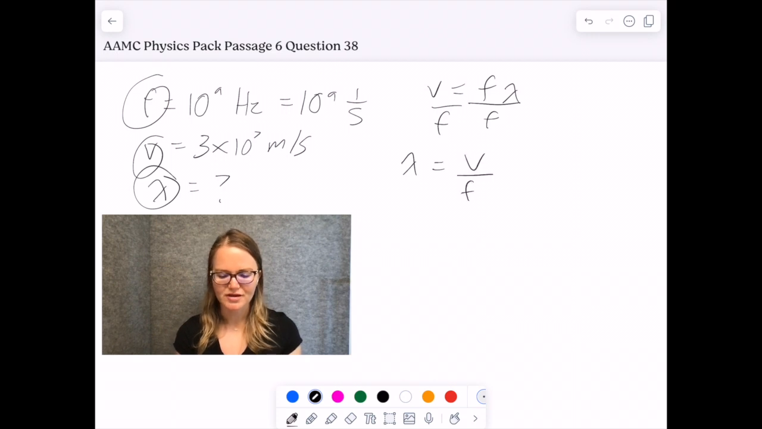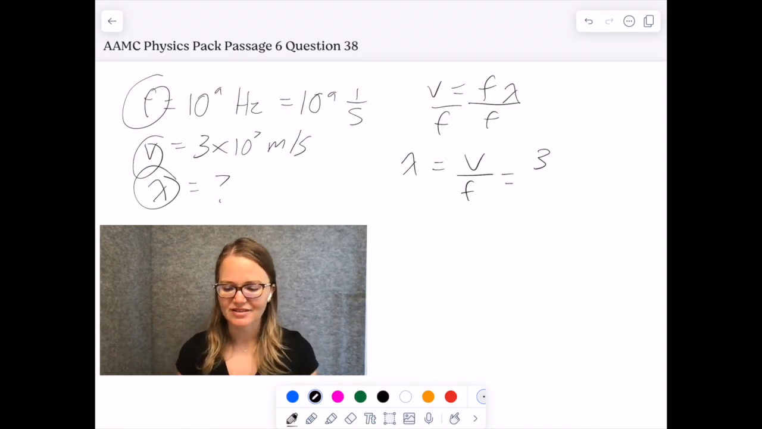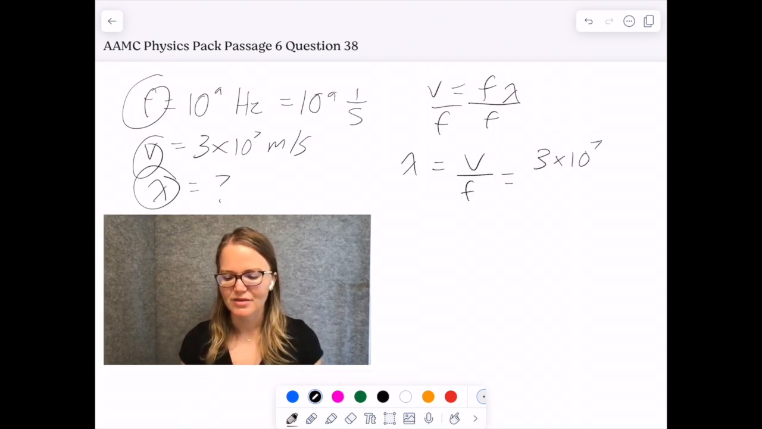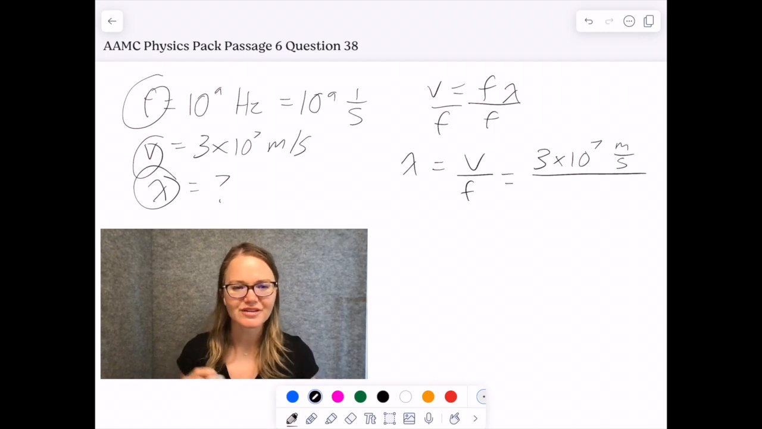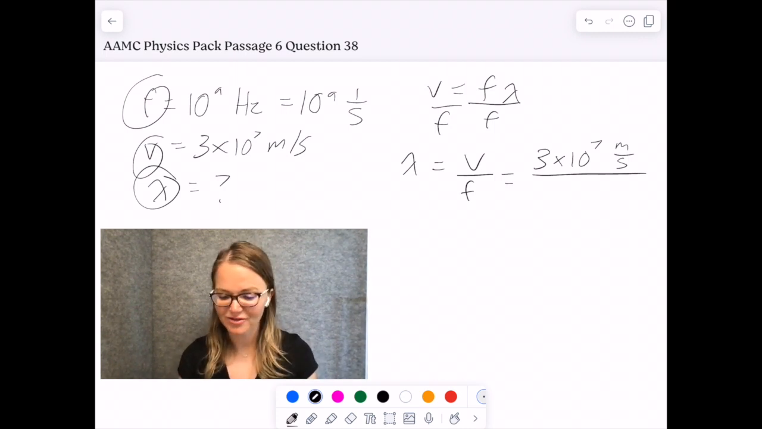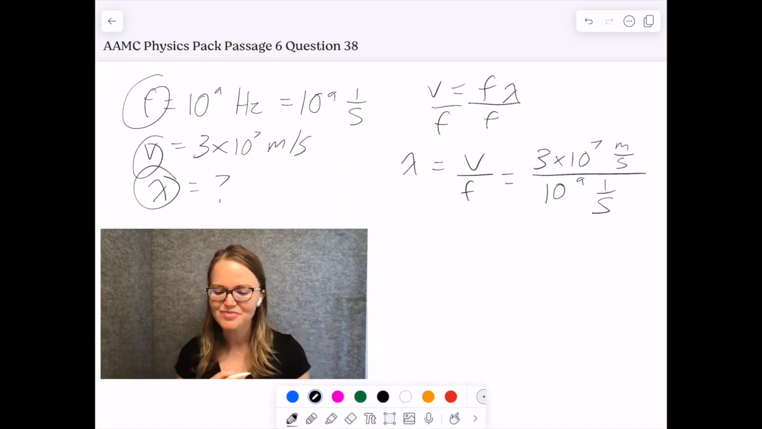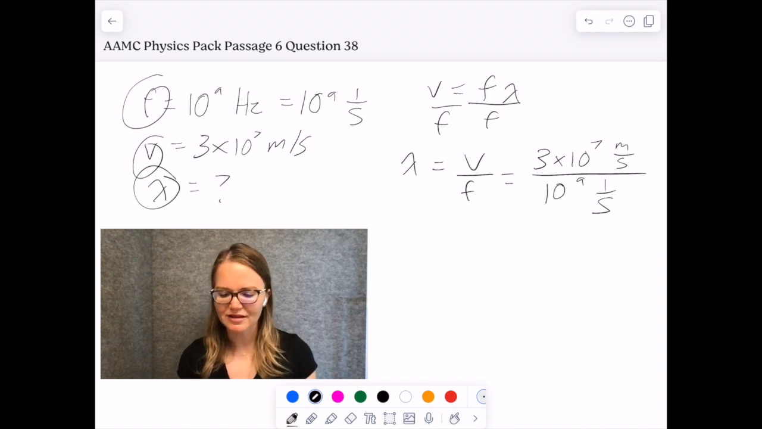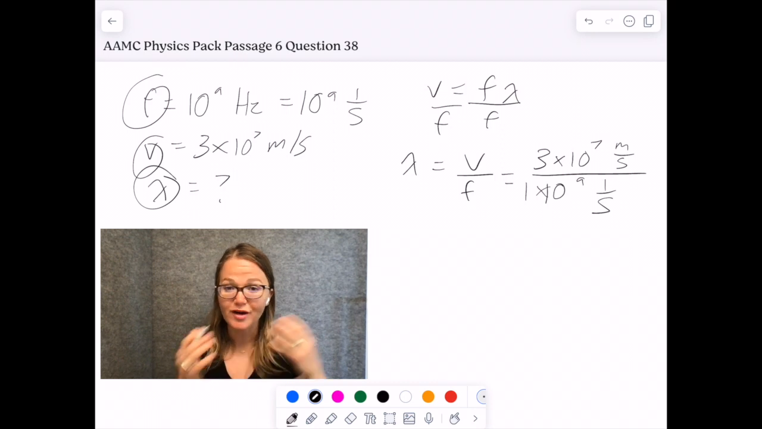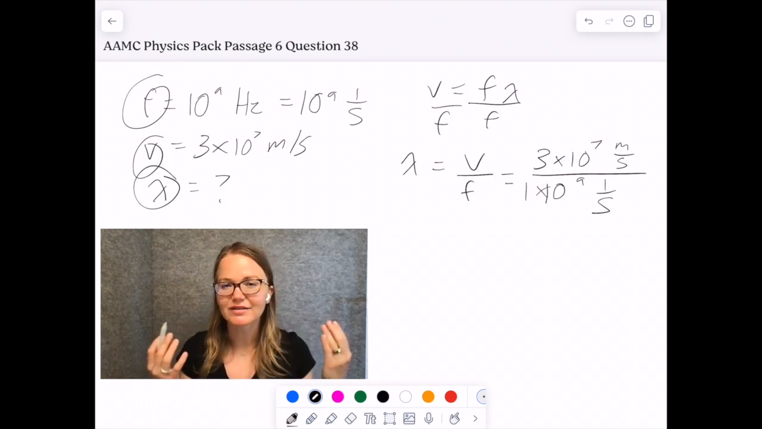Okay, so if we sub in numbers there, we said our velocity of our wave in this case is 3 times 10 to the 7th meters per second. And then our frequency, we're told, is 10 to the ninth hertz. And remember, we're going to replace that hertz with just 1 over seconds so that our units will cancel, right? Because we don't want to have hertz, meters, and seconds. Better if we just have meters and seconds. Okay, so let's simplify a little bit. Remember, saying 10 to the ninth seconds inverse is the same thing as saying 1 times 10 to the ninth seconds inverse. So I'm just going to go ahead and write in that 1 in front of it, because it can help you think through the scientific notation division.